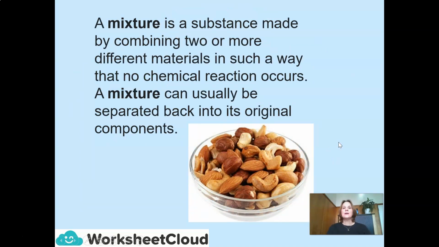Now, a mixture is a substance made by combining two or more different materials in such a way that no chemical reaction occurs. A mixture can usually be separated back into its original components. Exactly like this bowl of nuts here, we can separate our cashews from our almonds from our peanuts, whatever mixture of nuts we have in there, we are able to separate them.